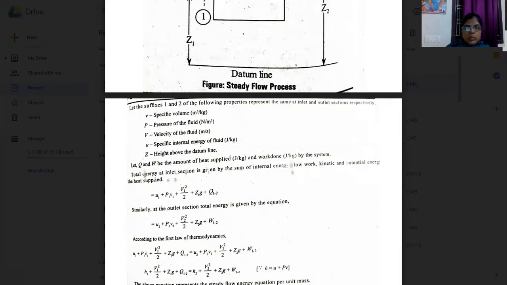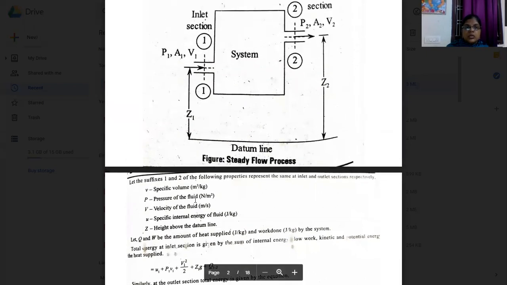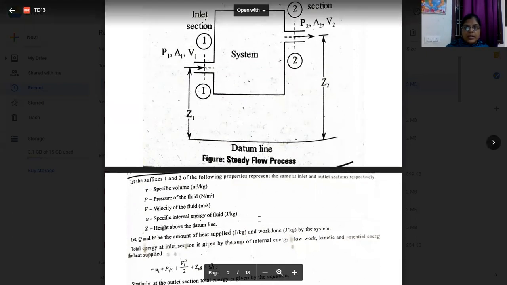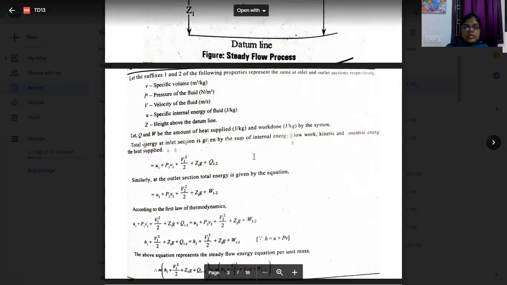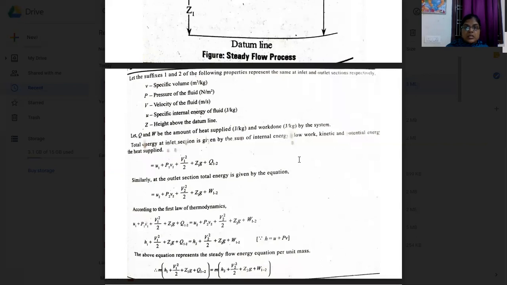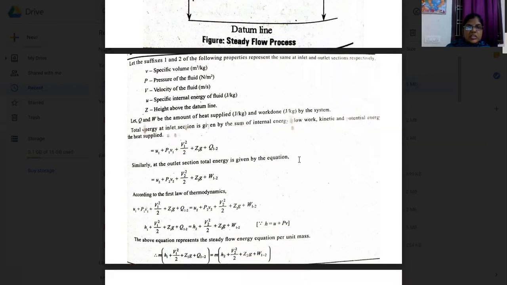Now let Q and W be the amount of heat supplied and work done by the system. The units of heat supplied and work done are the same, joule per kg. Both are by the system, so both are positive. Then the total energy at the inlet section is given by the sum of internal energy, kinetic and potential energy, and heat supplied and work also.